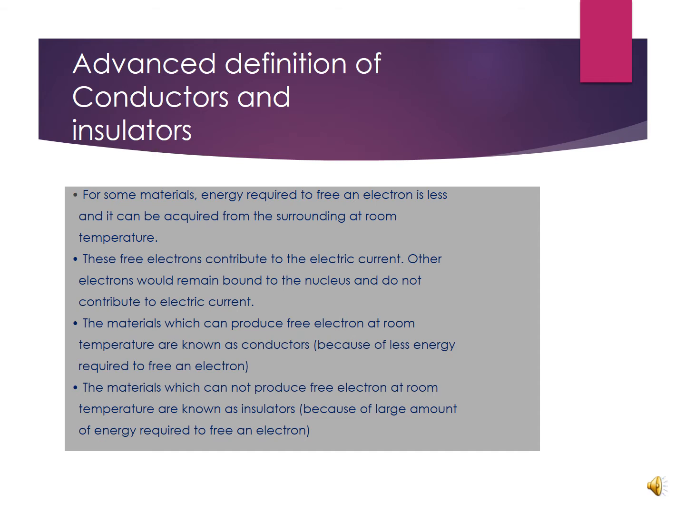So the materials which can produce free electrons at room temperature very easily with a small amount of energy are called conductors, like metals. And the materials which cannot produce free electrons at room temperature are known as insulators, because a large amount of energy is required to free an electron, like plastics, glass, wood.